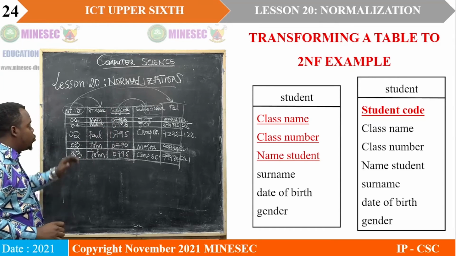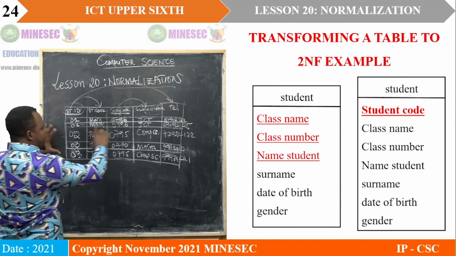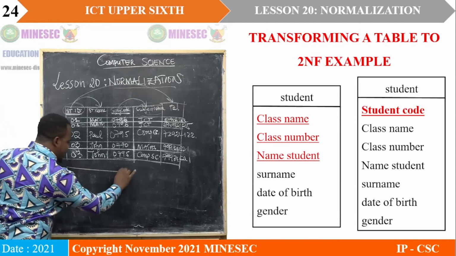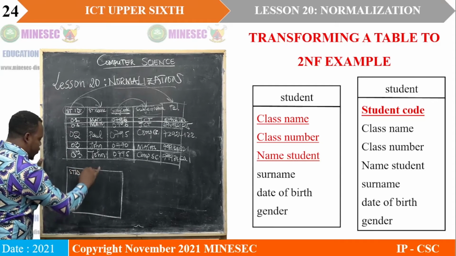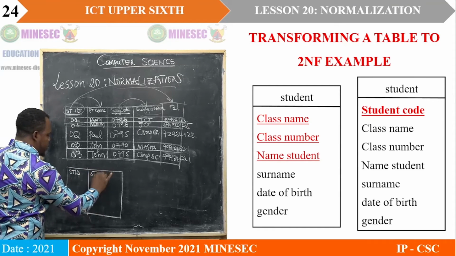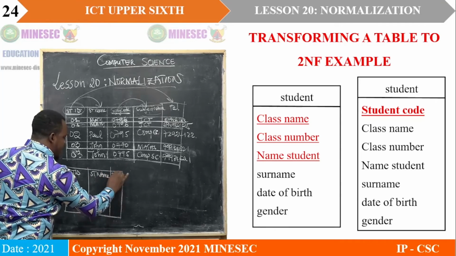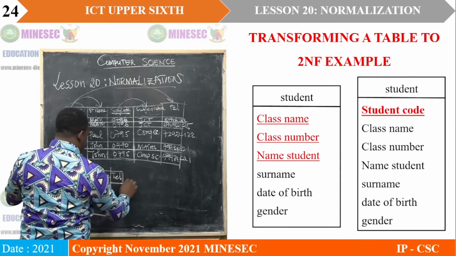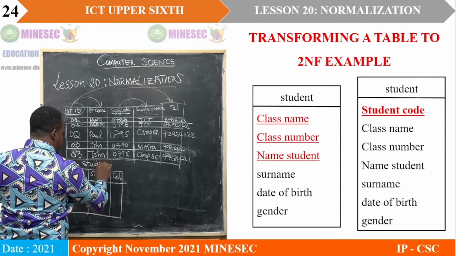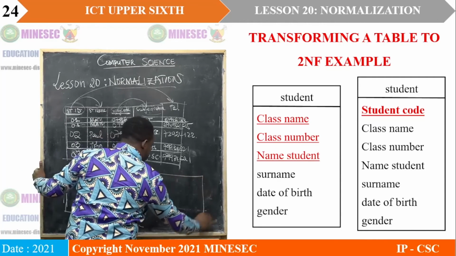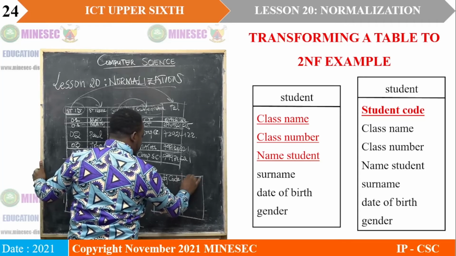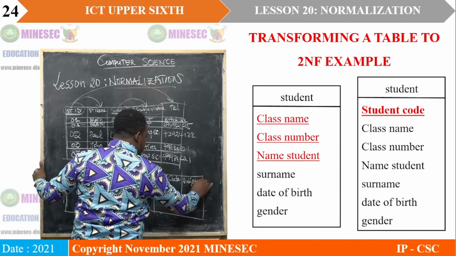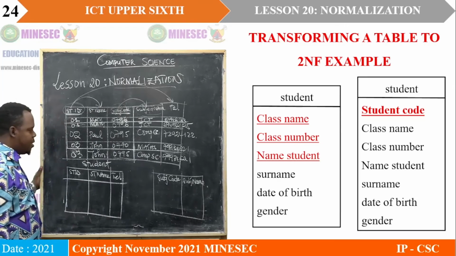So the best way to do that is to create a separate table, meaning you split this into two different tables. One table made up of student ID, student name, and that table will be called student. And now another table made up of subject code and subject name.